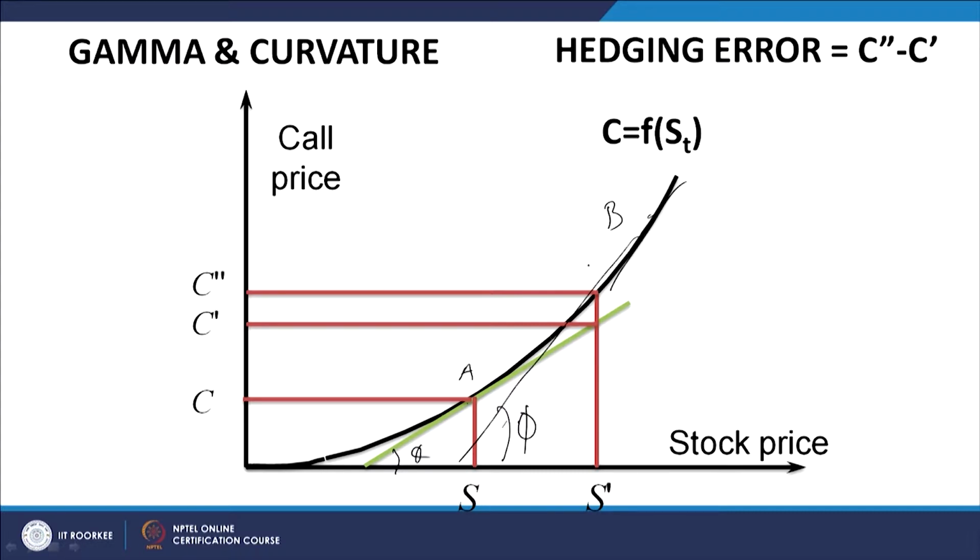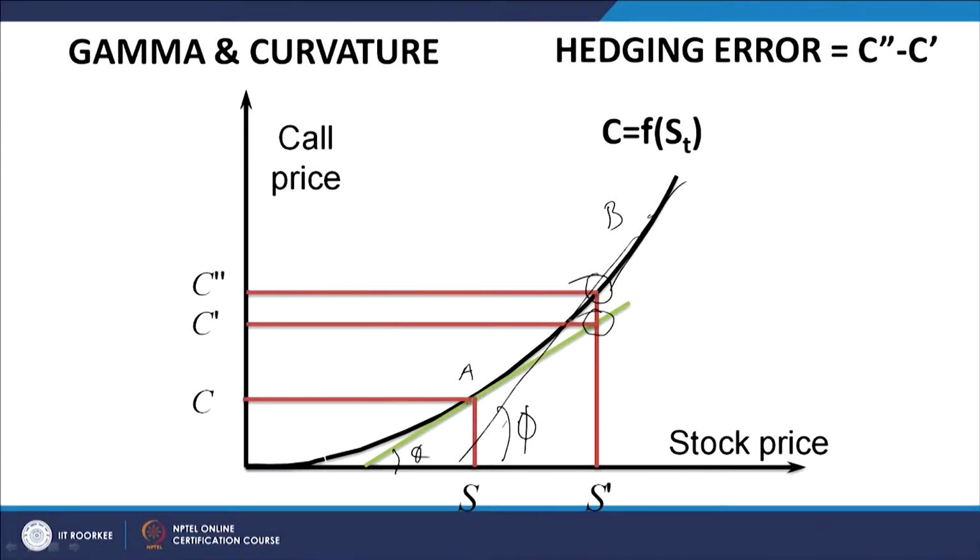The price of the call option has moved from C to C double dash, this point, when the stock price has moved from S to S dash. I repeat, the stock price has moved from S to S dash, the call option price has moved from C to C double dash. However, what about the price of the stock? The stock price has moved from S to S dash, and because I have delta units of the stock, the stock component of the portfolio would have changed in value to this point.